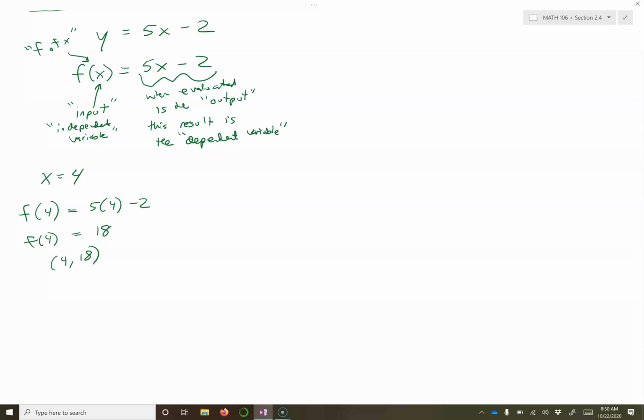And that's kind of why in section 2.2, you were given that table graphing homework problems, right? You're given all the x values, again, independent. You can choose whatever they are. And then the y value was the dependent variable, the output to the function. Okay?